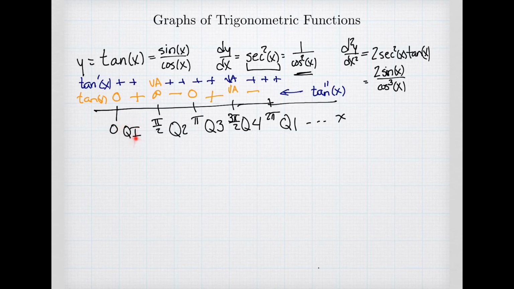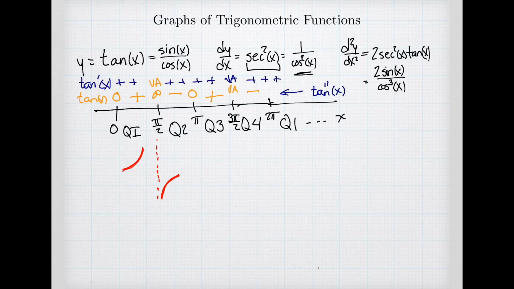In quadrant 1, I have a positive first derivative and a positive second derivative. So I'm increasing and concave up, and I'm above the axis. Okay? And so what that tells me is that my graph has a shape that's increasing and concave up. And then I have a vertical asymptote. And in quadrant 2, what do I have? I am increasing and concave down. And so a graph that's increasing and concave down looks like an increasing concave down shape.